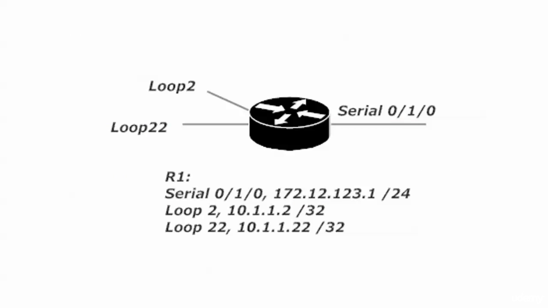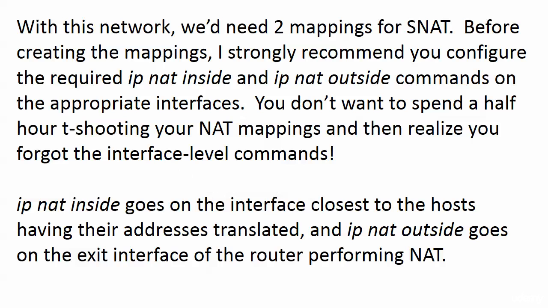And what we're going to do here is work with those two loopbacks I have here on router 1 at 10.1.1.1/32 and 10.2.2.2/32 respectively. And let's go ahead and we'll create in just a moment. We would need two mappings here for SNAT.